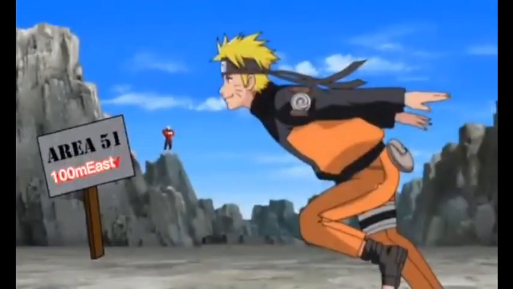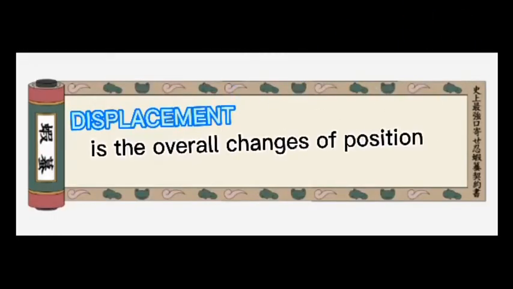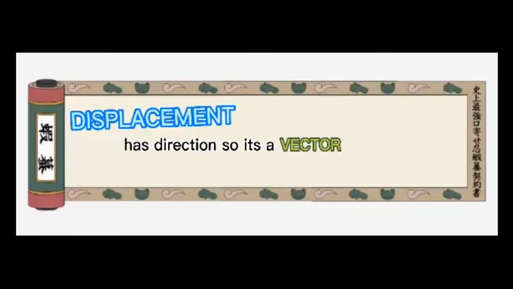Here is an example of displacement. Naruto travels 100 meters to the west. The definition of displacement is the overall change of position, and we're comparing the starting position to the finishing position. Displacement includes a direction, so we call this measurement a vector.